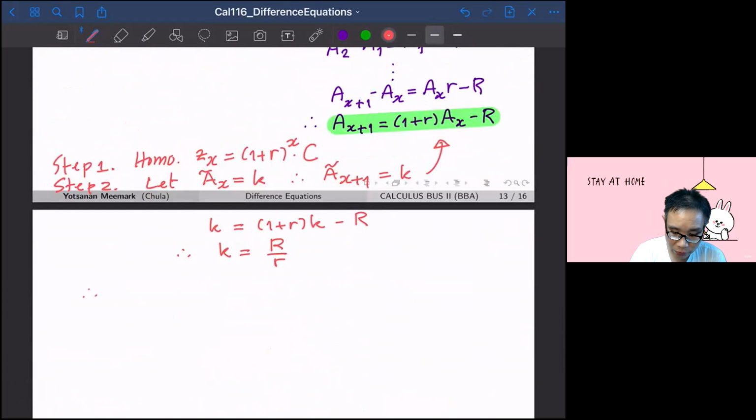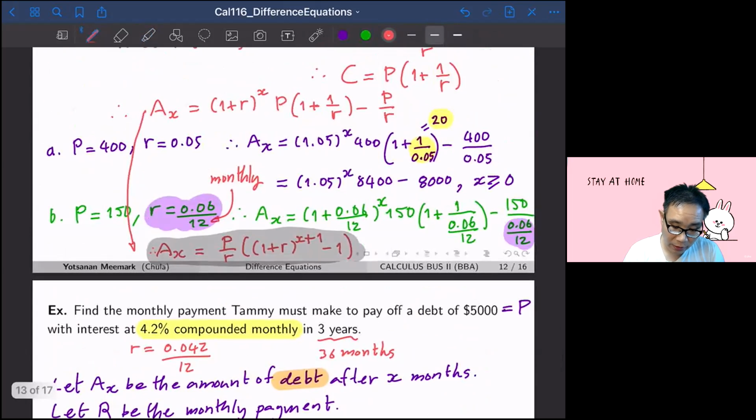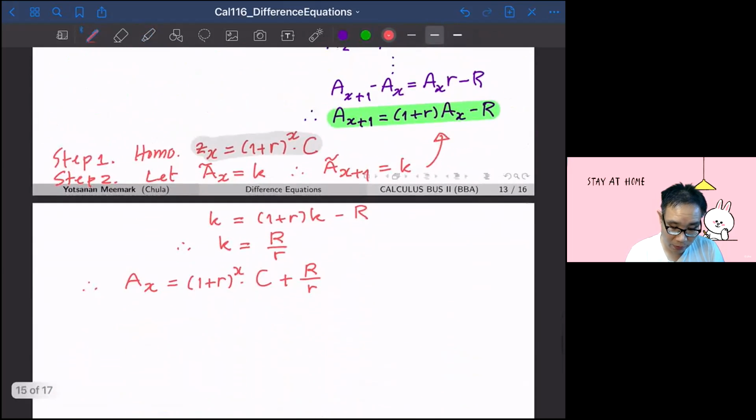general solution. So you have a_x, which turns out to be the homogeneous part. The homogeneous part is (1 plus r) to the x times c, plus a_x tilde, which is k. So it's going to be R over r. It's going to be a little bit different than the previous one, however kind of the same thing.